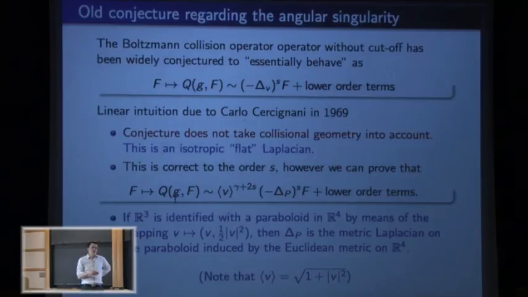this is a metric Laplacian on the paraboloid in R4 projected down to R3, and you also have to multiply by a power of the bracket of V to the gamma plus 2s. So if R3 is identified with the paraboloid in R4 by means of the mapping V into (V, 1/2 V squared), then Laplace V is the metric Laplacian on the paraboloid induced by the Euclidean metric on R4.